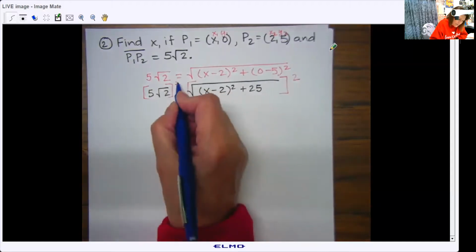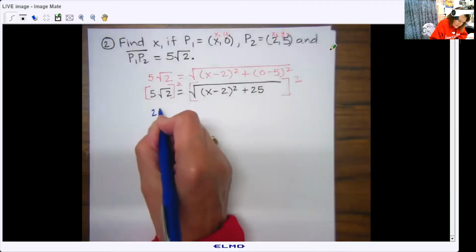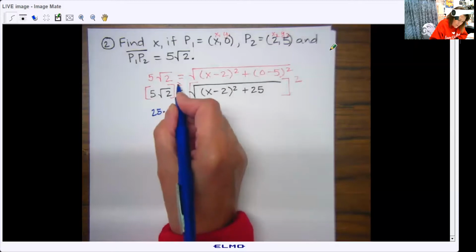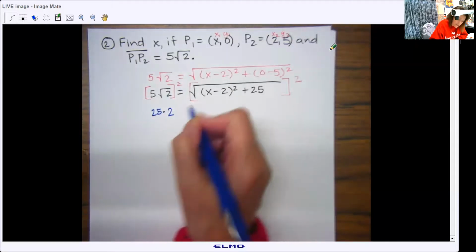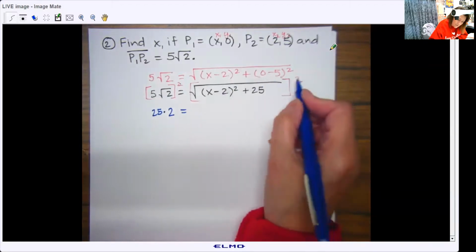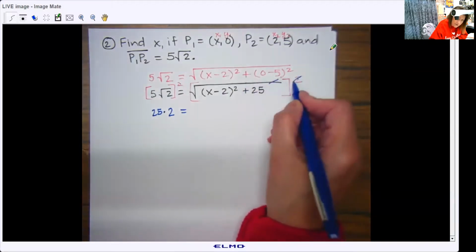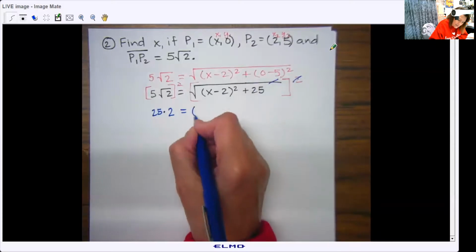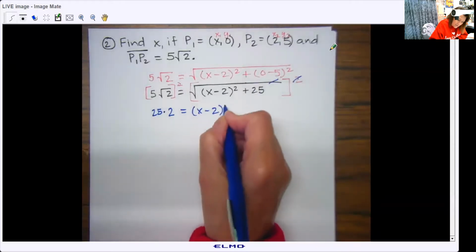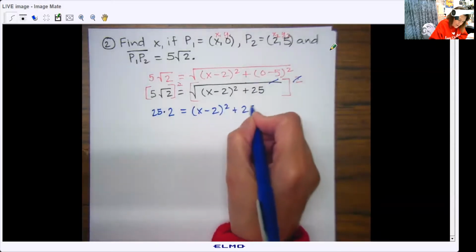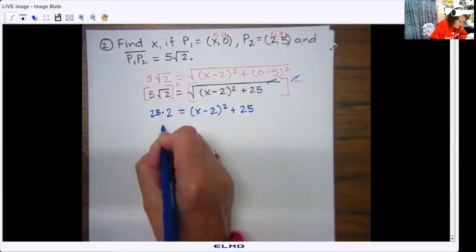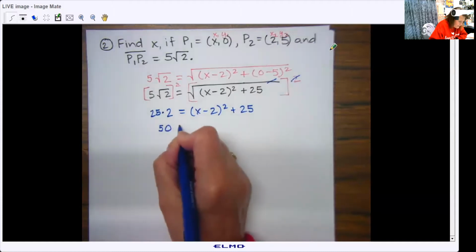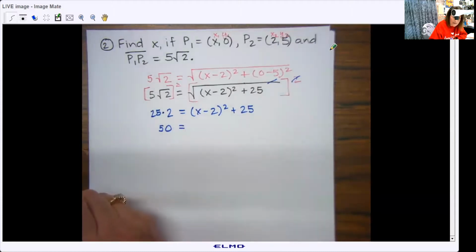In that case, we need to square the 5. That's 25. Square the square root of 2. That's just 2. Square root of 2 times square root of 2 is 2. And that's equal to square the square root. Those kind of undo each other. And so you just get x minus 2 squared plus 25. Now at this point, let's see, I'm going to go ahead and write 50 on this. At this point, we need to multiply things out.